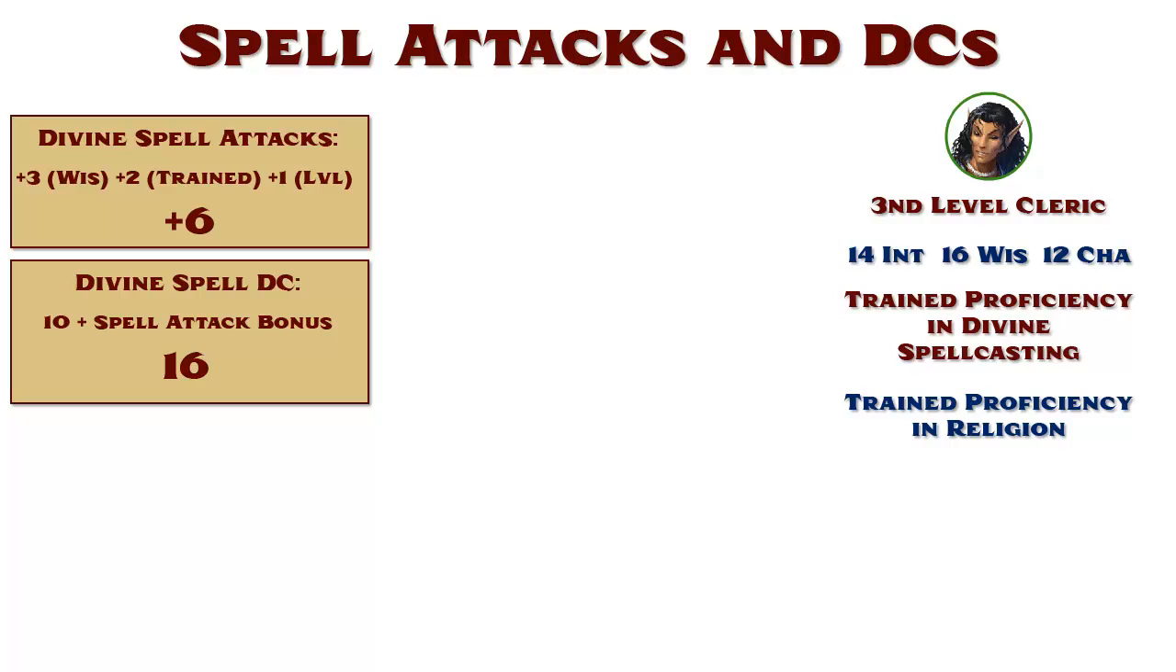Let's fast forward a little bit, and now Lathander is 3rd level. The first thing we want to do is adjust his Divine Spell attack bonus and DC. Since those are both based on proficiency, and proficiency increases with level, his Divine Spell attack bonus is now +8, and that means his Divine Spell DC is 18.